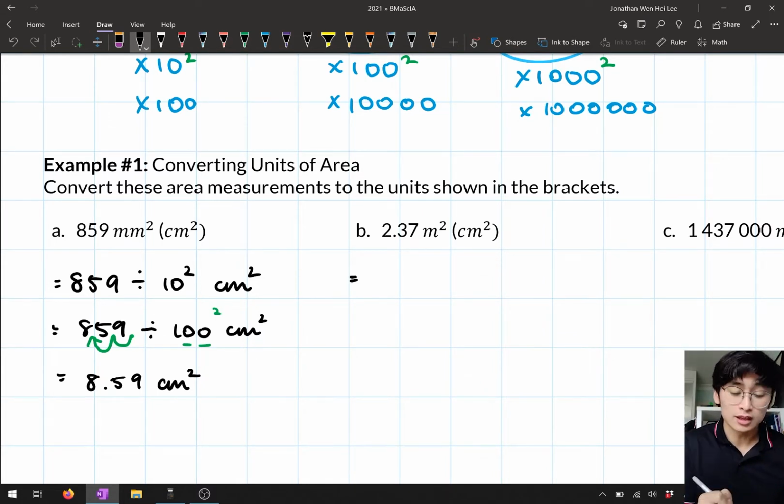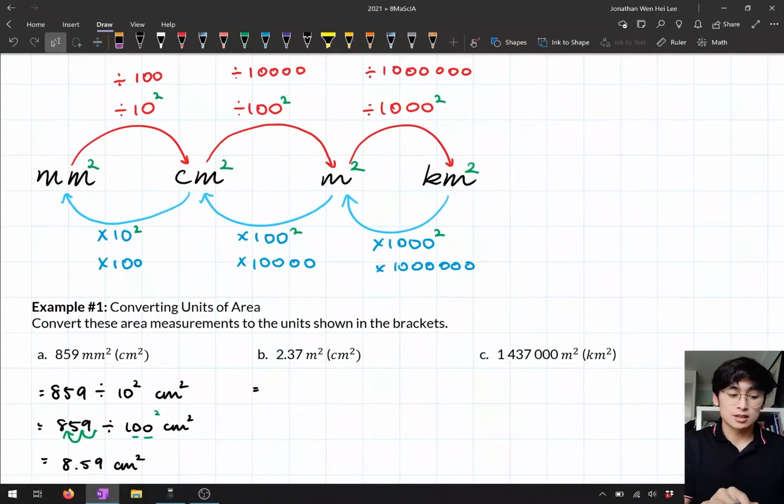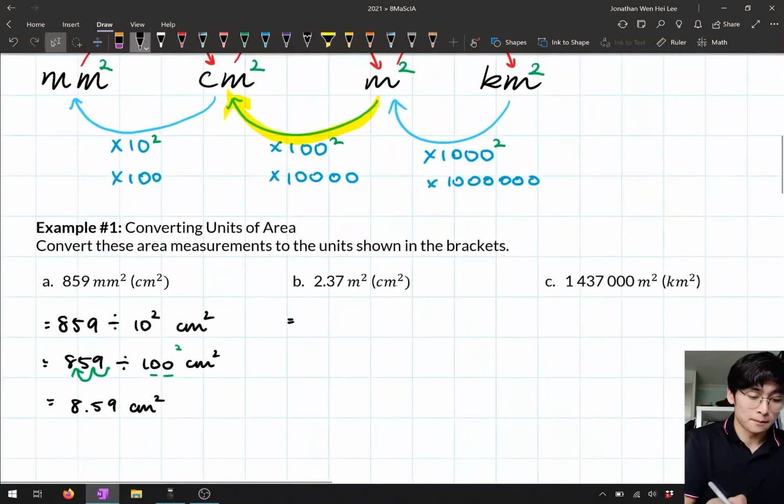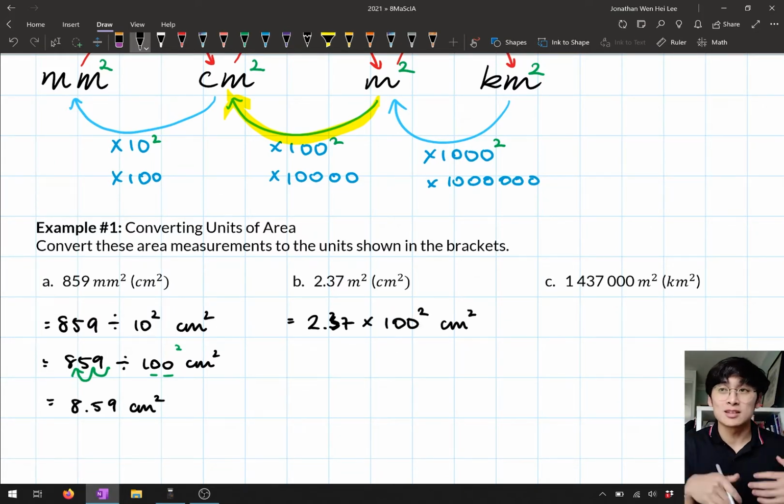Okay, next one is 2.37 meters squared, and we want to convert to centimeters squared. Now, if you have a look here, meters squared to centimeters squared, that's the second arrow. I should have done the arrows for the first one, but that's okay. And that's just timesing by 100 squared. So here, this is just going to become 2.37 times 100 squared centimeters. Because when we're converting from meters squared to centimeters squared, instead of timesing by 100, it's timesing by 100 squared.